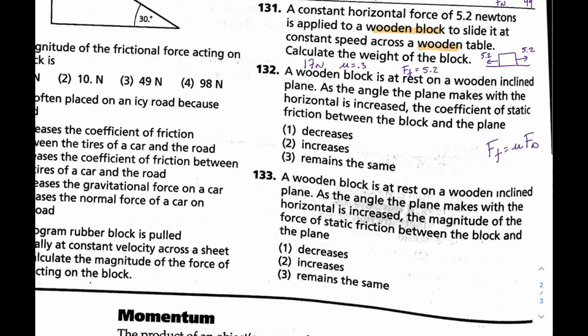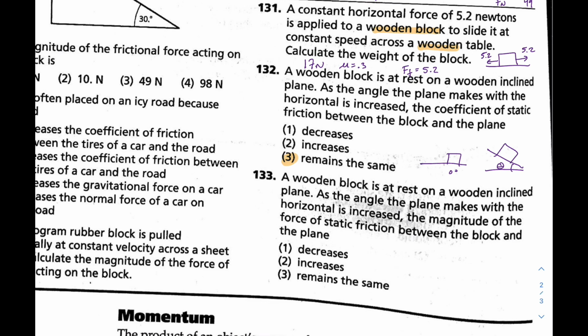All right. What are we on now? A wooden block is at rest on an incline. As the angle the incline makes with the horizontal is increased, so that means like you were like this, right? And then you make it like this, right? Where you had an angle here, and obviously this angle is like 0 degrees, and now we're at like some angle theta. The coefficient of static friction between the block and the plane, it doesn't change. All right, remember, it's a coefficient of friction. Those things do not change.